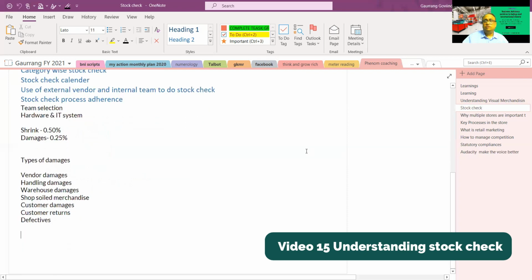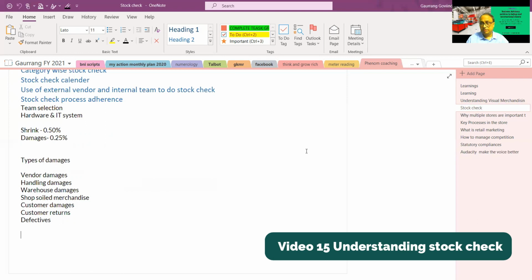Now, what are the types of damages we have? We have vendor-led damages, means while bringing the stock, the product got damaged and we didn't see and the product is damaged. Then handling damages, while receiving the stocks or while dispatching the stocks to the floor or in transit, damage is also prevalent. Warehouse damages, when you don't keep the stock properly in the warehouse, that is also one of the reasons. Shop soiled merchandise means on the floor itself that it got damaged or shop soiled.